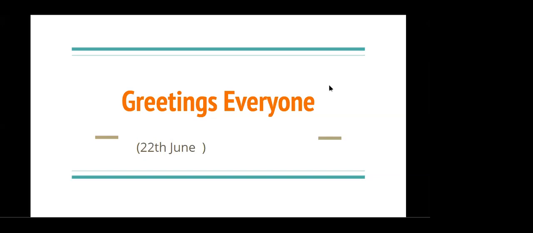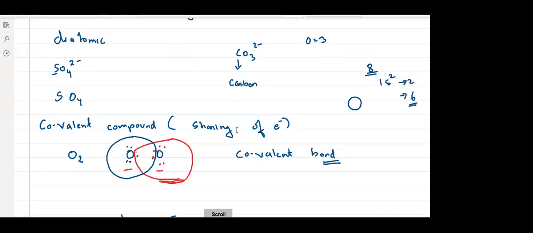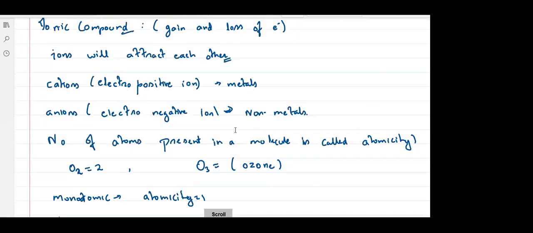I guess everyone remembers the concepts that we studied in the last class, right? How to form compounds. And the compounds that we formed were ionic compounds. So we studied how to form ionic compounds.